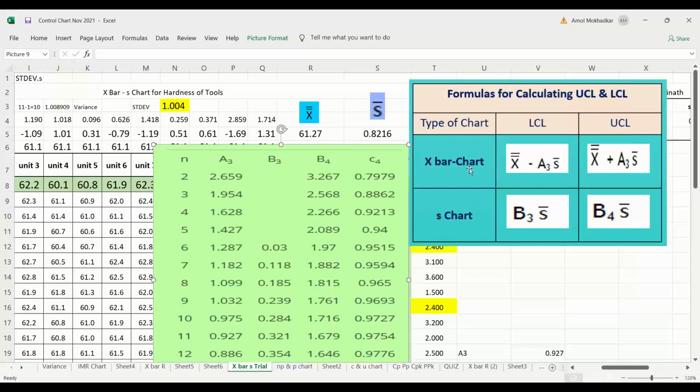Simply you can calculate the LCL and UCL. So can you please calculate? I will wait for 3 minutes. Please calculate the LCL and UCL for the averages chart and the LCL and UCL for the standard deviation chart. And please tell me. I will just wait for 3 minutes, not more than that, because we have to cover the NP and P charts also.